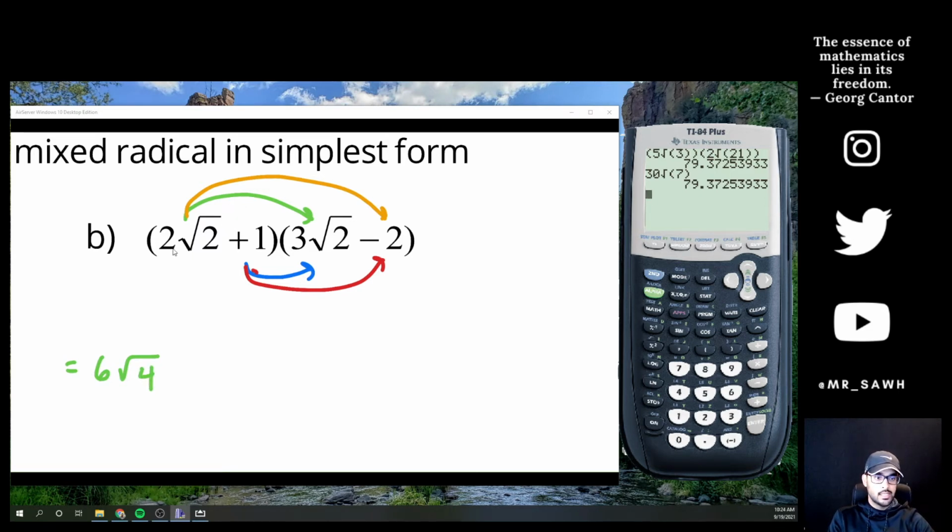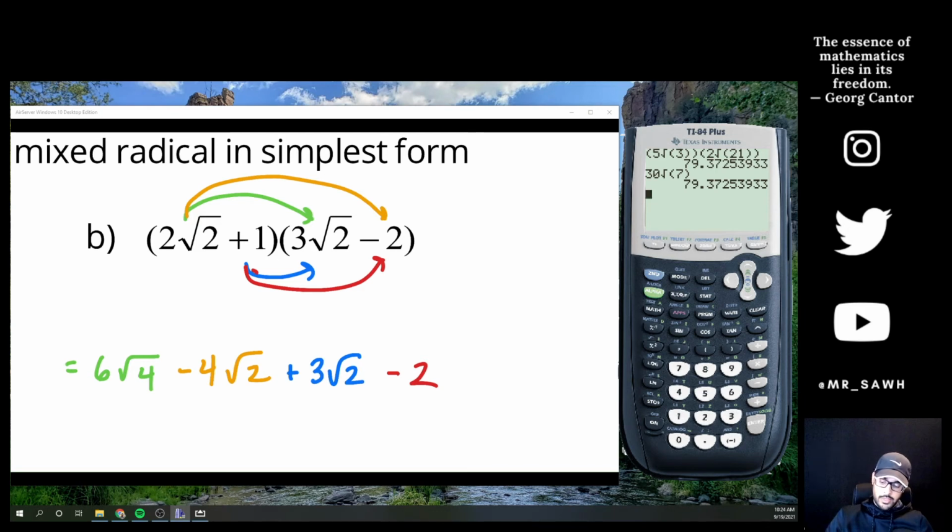Orange one next. But the order doesn't matter. As long as you have all 4 of these arrows, the order you do them doesn't matter. Okay, so the last term there, minus 4 root 2's. Blue one will get you 3 root 2 because you're multiplying by 1. And red one for minus 2.